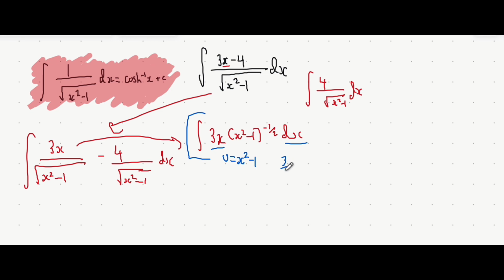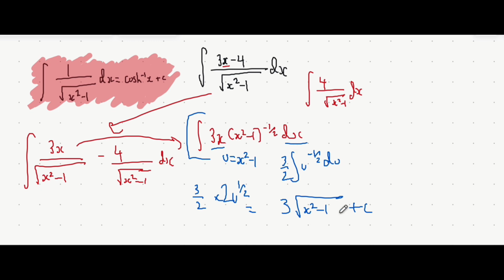3x dx is 3 halves du, and then we have the integral of u to the power of minus a half. We can now add 1 to the power, so when you divide by that new power of a half, well, when you divide by any fraction, it's the same as multiplying by the reciprocal of that fraction. So you can write this as multiplied by 2 over 1, and then that becomes 2u to the power of a half. We have that 3 halves from before, so we multiply that onto this. And 3 halves times 2 would be 3, so that becomes 3u to the power of a half, or 3 root x squared minus 1, all plus c. And that's it, that's the integral of 3x times x squared minus 1 to the power of minus a half.